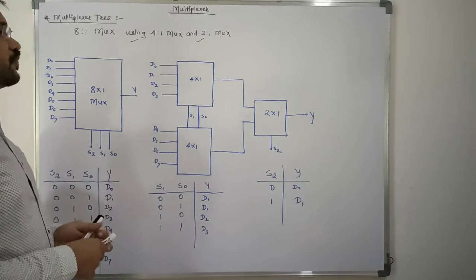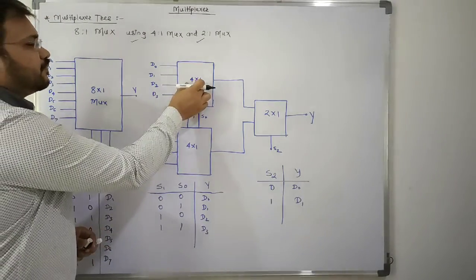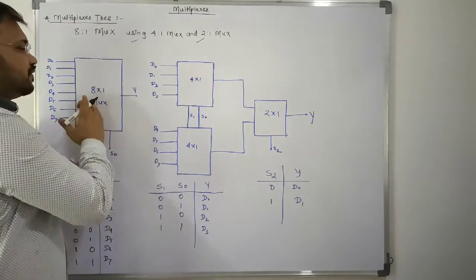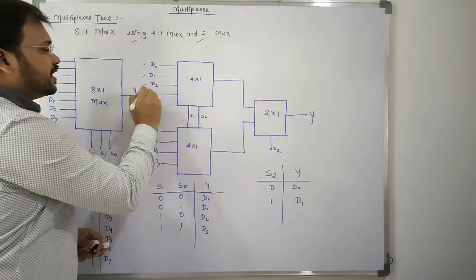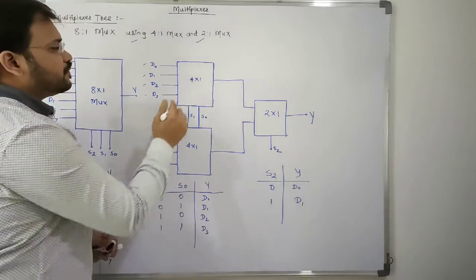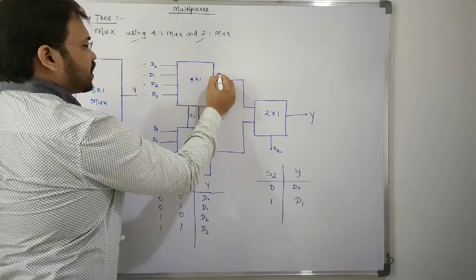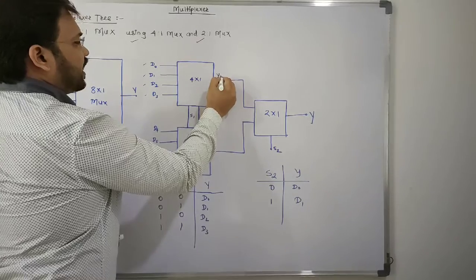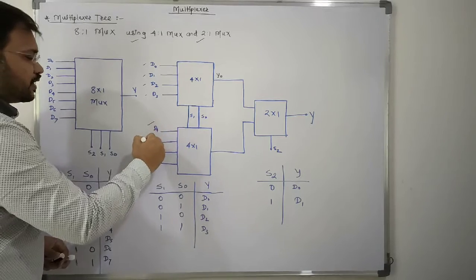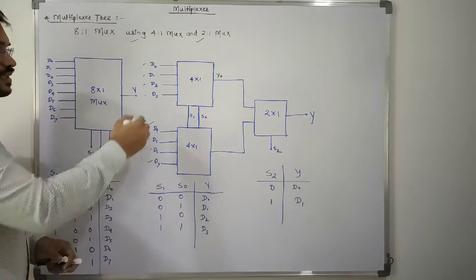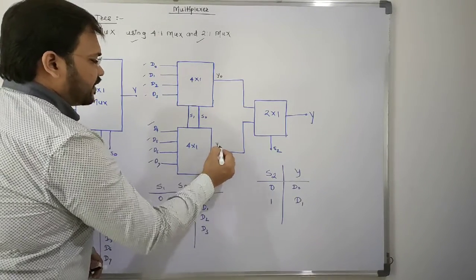So we have this 4 is to 1 mux, which has 4 inputs. For this 8 is to 1, the first 4 inputs are D0, D1, D2, D3, and the one output we can say is y0. Yes. Next, the second set, D4, D5, D6 and D7, is another 4 inputs, and the other output we can say is y1.